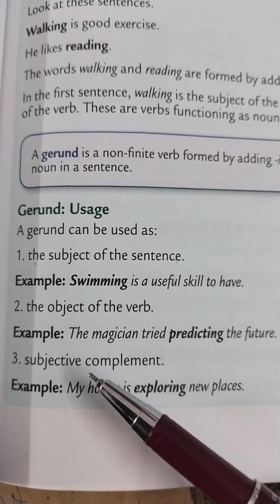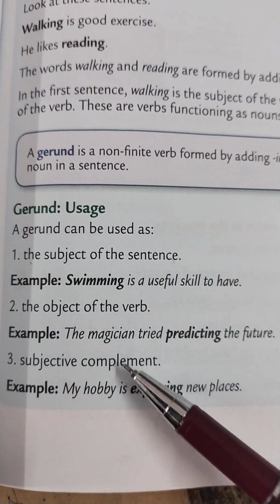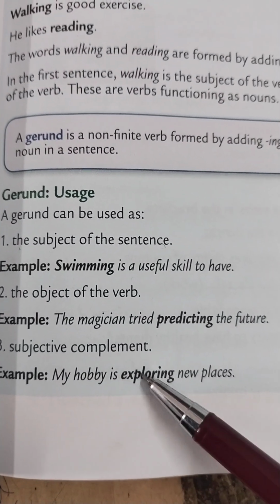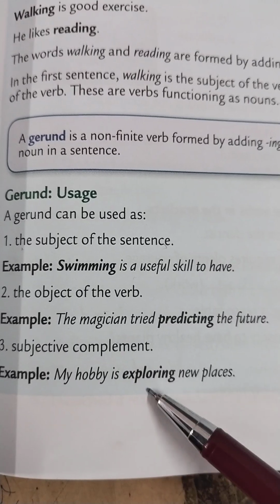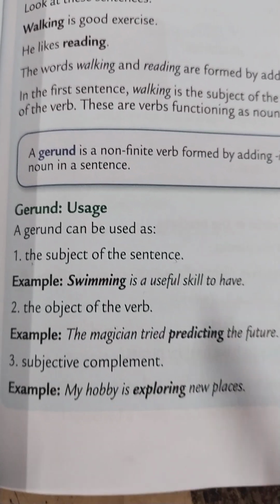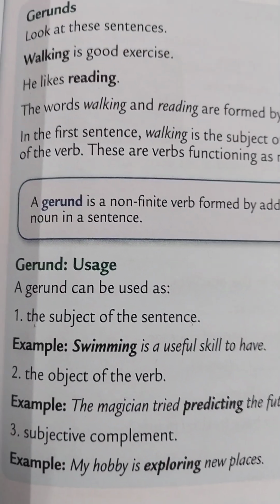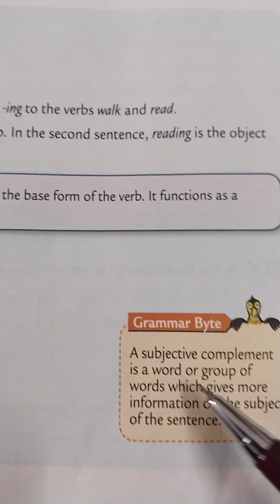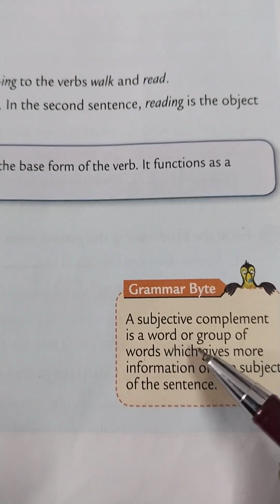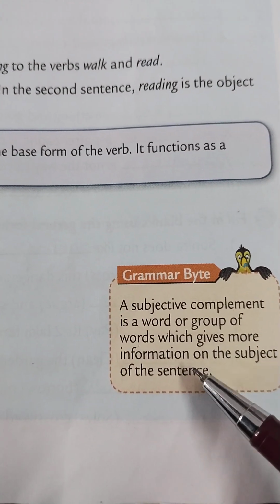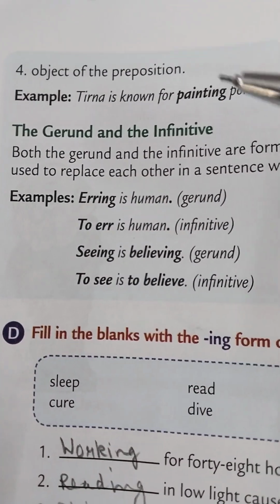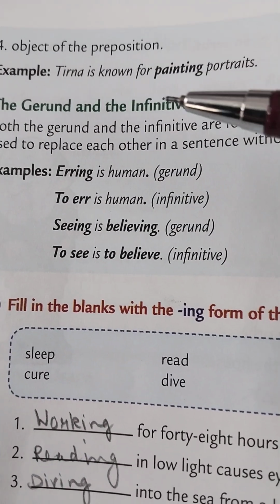Now a gerund also works as a subject complement in the sentence, like: My hobby is exploring new places. So the word exploring is a gerund in this sentence. Now what is a subject complement, children? A subject complement is a word or a group of words which gives more information about the subject of the sentence.